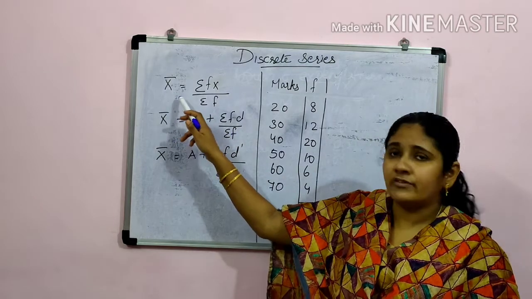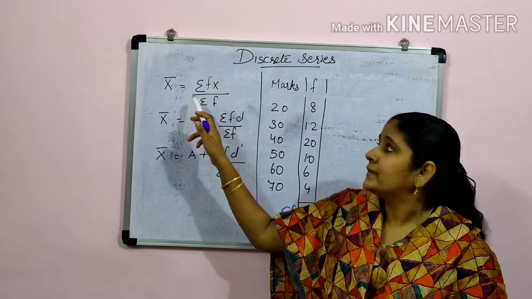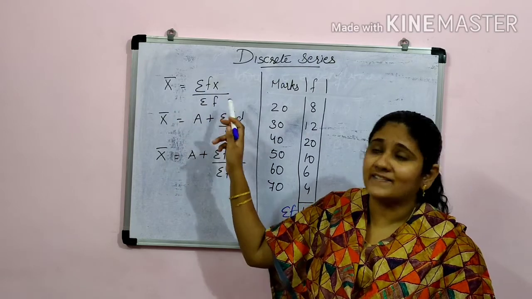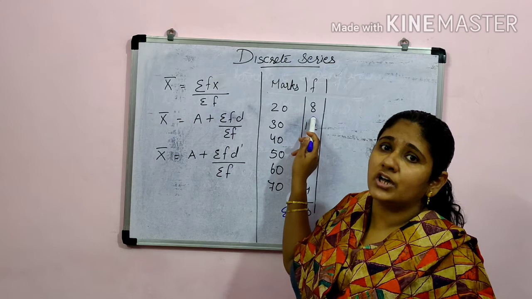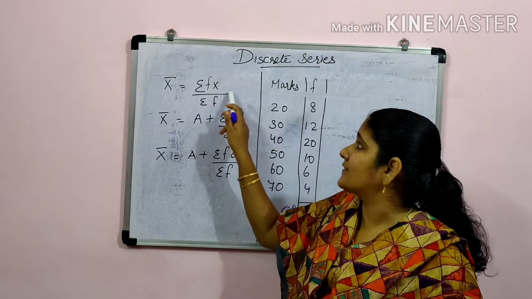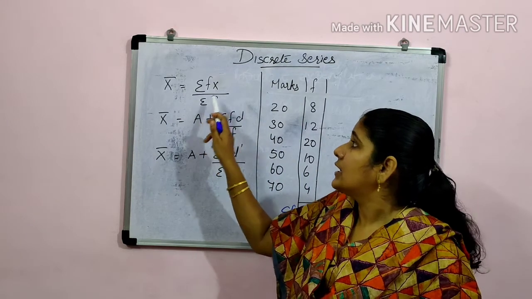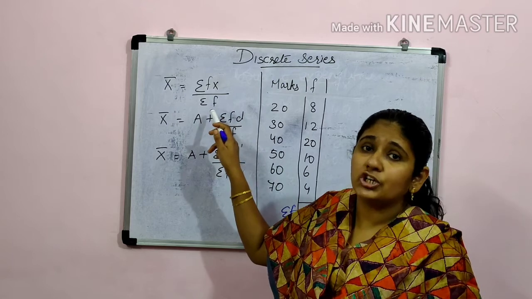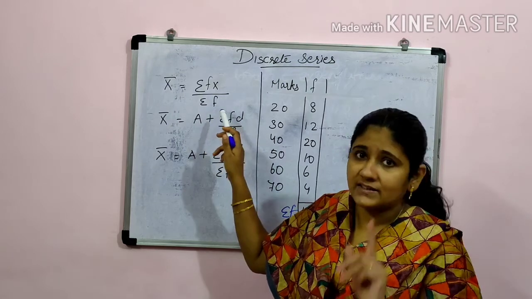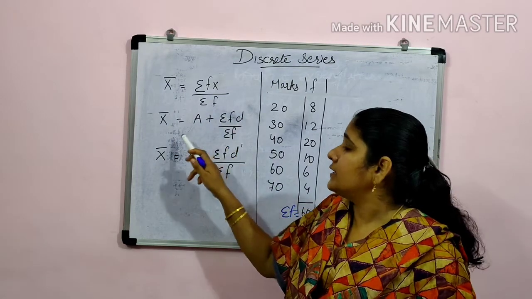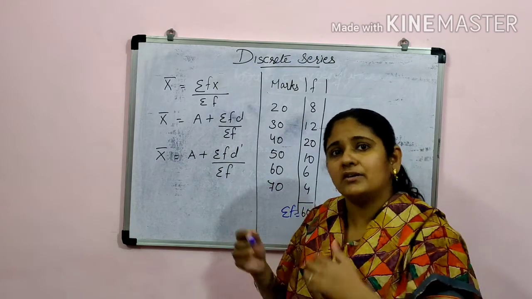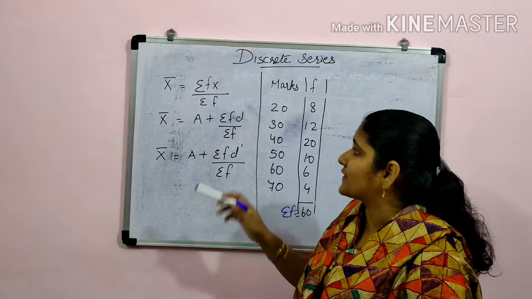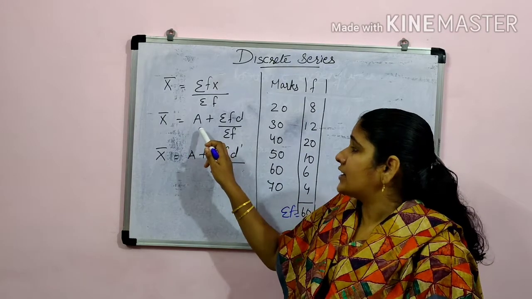In the case of the direct method, it is equal to summation of fx. All the x values we will be multiplying with the frequencies. Then the summation of that we will be dividing by the total number. Summation of f means that is n only. Because frequencies are there, for calculating the total number we will be adding all the frequency values.